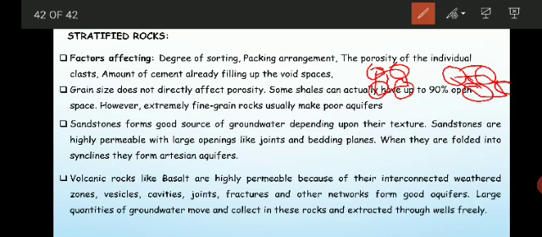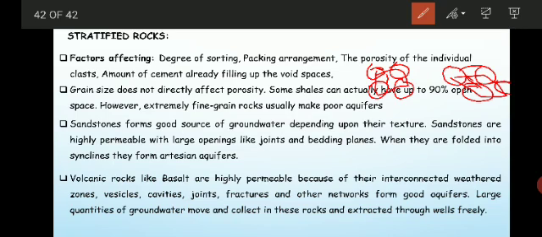So sandstones. Sandstone is a rock which is formed by sand size particles, that is sand. So they form a good source of groundwater depending on, again, the texture, whether it is coarse grain or fine grain, and the degree of sorting. So sandstones are highly permeable with large openings like joints and bedding planes.